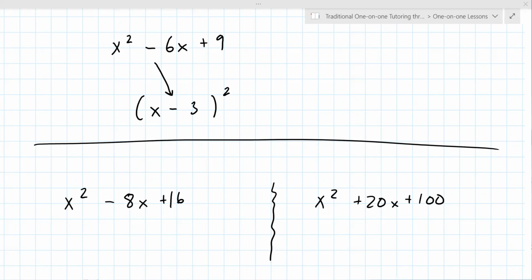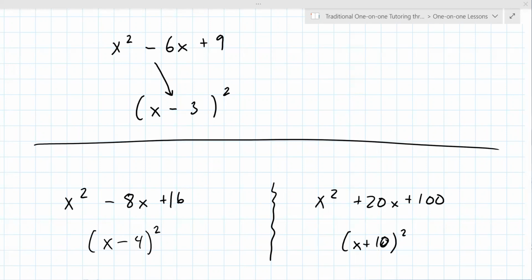All right, I got x minus 4 on that one, squared. Yep. Very important. And then x plus 10, x plus 10 squared. Good. Okay. We're finally ready to go to the last type.